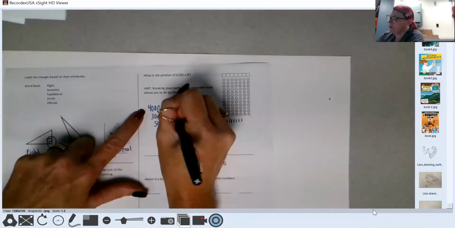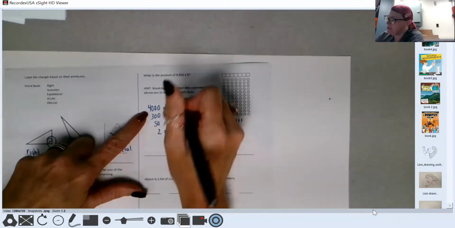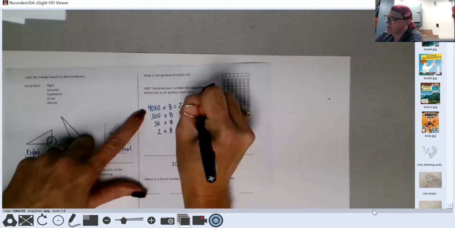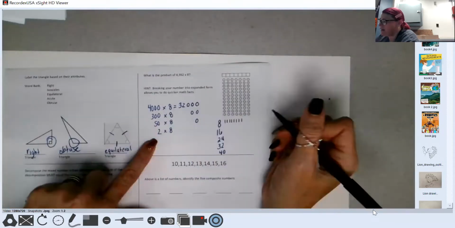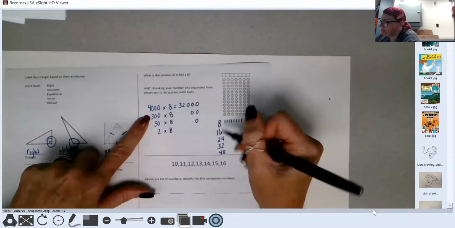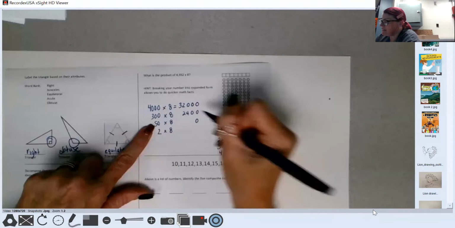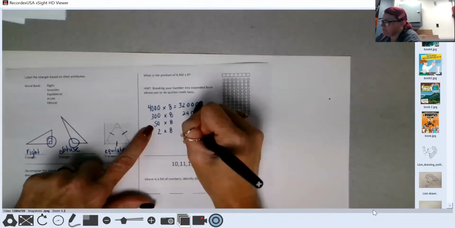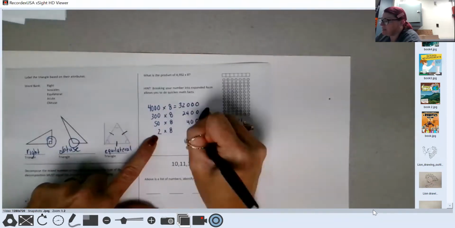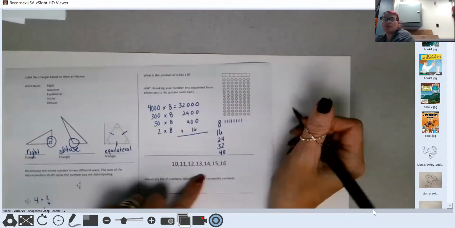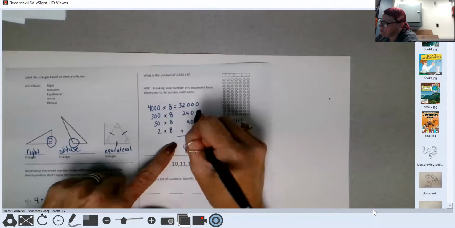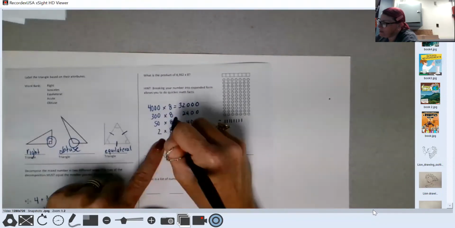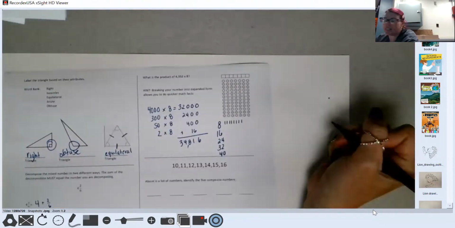So 8 times 4 is 32, and I know I have 3 zeros. This one has 2 zeros, this one has 1 zero, and that has no zeros. 8 times 3 is 24. 8 times 5, 40. 8 times 2, 16. And then I add my pieces. So here I was able to do my multiplication real quick, and then I do my zeros. The answer is 34,816.